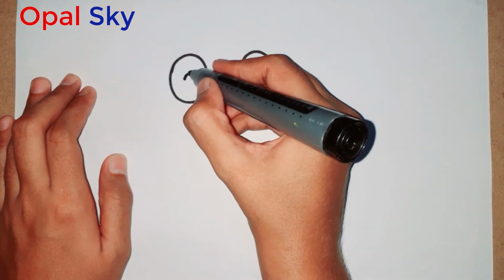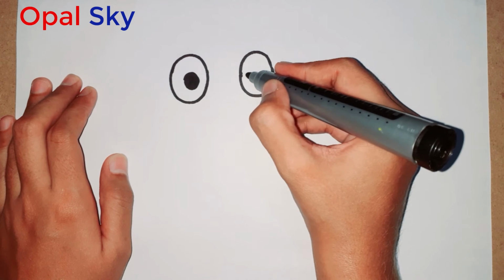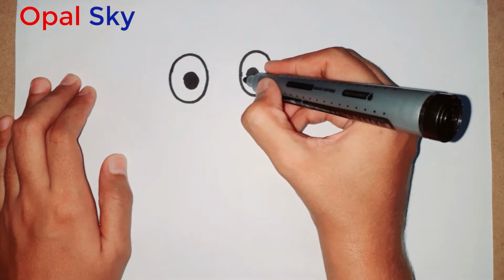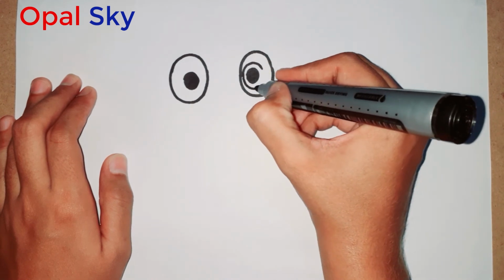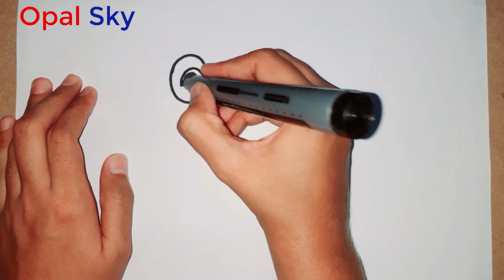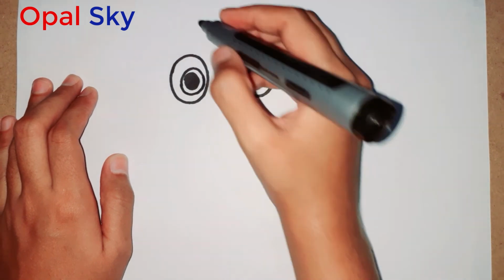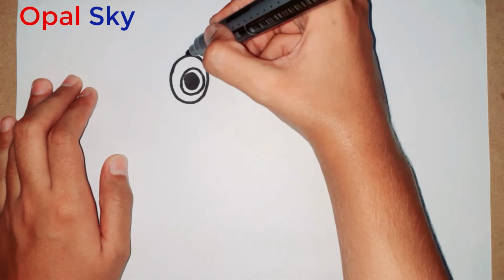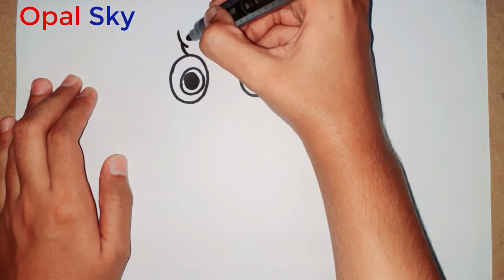Draw another circle, into which draw another circle here, and draw a line over it. Draw another line over it. So we are going in the upward direction. Here, upward direction, upward.